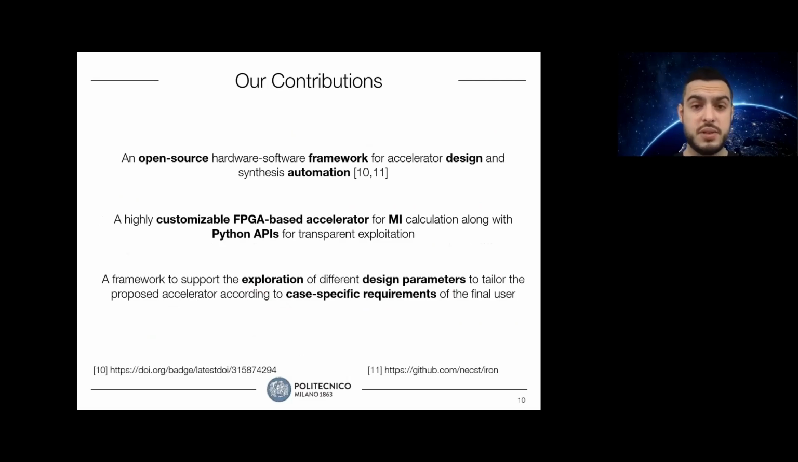And for these reasons, what we propose is an open source hardware-software framework for design and synthesis automation, a highly customizable FPGA-based accelerator for the mutual information calculation, and its Python APIs for a transparent usage. The support for the exploration of different design parameters to tailor the architecture to use case requirements. The whole framework is open source on GitHub and available through the DOI in this slide.